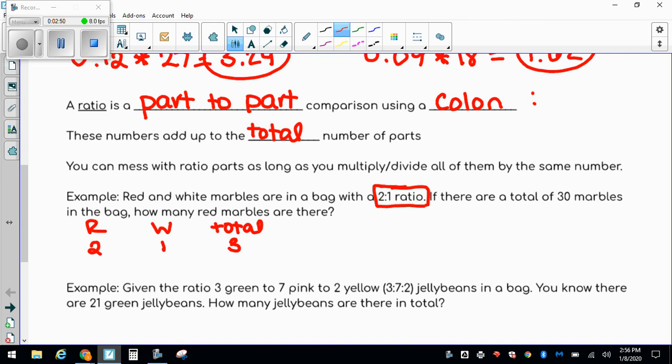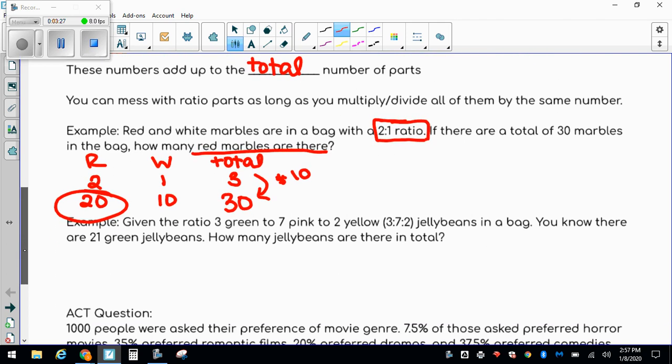But this bag has way more than 3 marbles. It has 30 marbles. So I need to think of some math facts in my head. How did we get from 3 to 30? Now it's either multiplying or dividing. In this case, the multiplying pattern, if I multiply by 10, 3 times 10 gives me 30. So I can do that for all of them. 2 times 10 gives me 20. 1 times 10 gives me 10. So how many red marbles are there? Well, there's 20 red marbles. So you can multiply or divide as many times as you need to as long as you know how the ratio works. So let's do one that's a little bit longer.